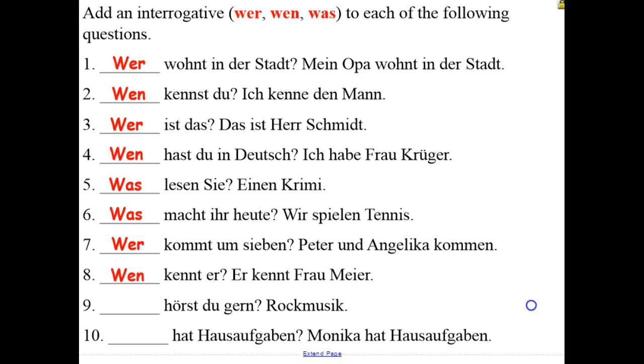8. Wen kennt er? Er kennt Frau Meyer. Whom does he know? He knows Mrs. Meyer. He knows, whom does he know, is the direct object, Frau Meyer, so we have the interrogative, wen.